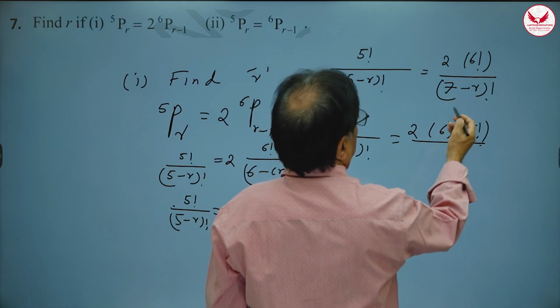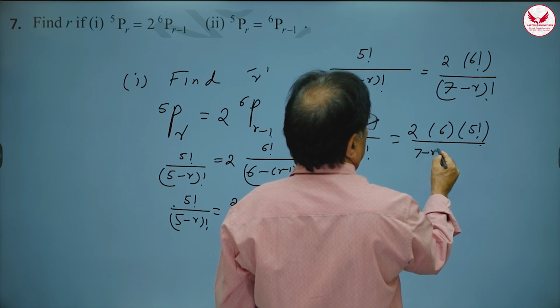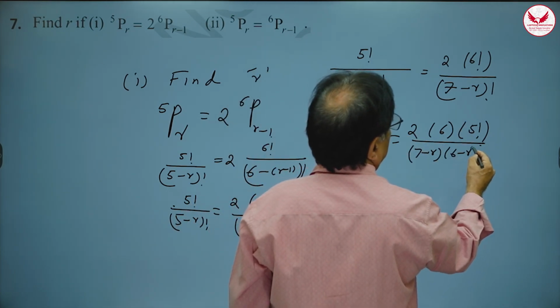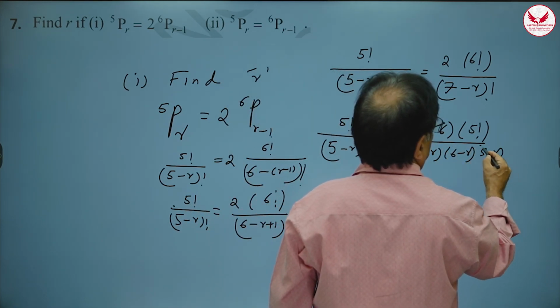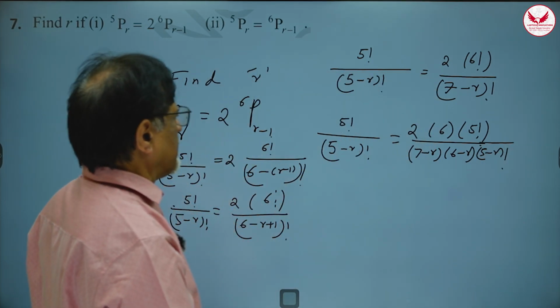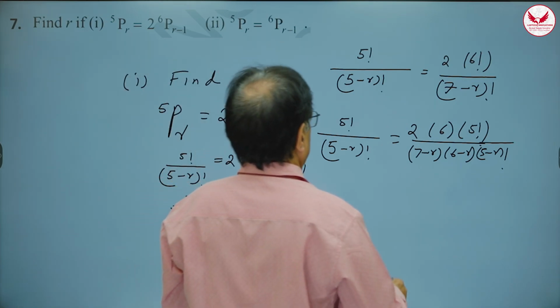So let us go backwards. From 7-r, what is the next number? 7-r is the first number. What is the next number? It is 6-r. Okay. What is the next number? It is 5-r. So (5-r) factorial is left here, right? So (7-r) multiplied by (6-r) multiplied by (5-r) factorial.